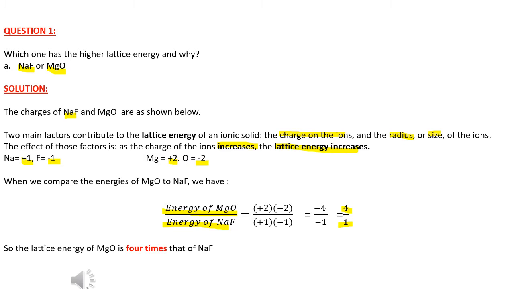Two main factors contribute to the lattice energy of an ionic solid: the charge on the ions, and the radius, or size, of the ions. As the charge of the ions increases, the lattice energy increases too. When we compare the energies of MgO to NaF, the lattice energy of MgO is 4 times that of NaF, as shown. Therefore, MgO has higher lattice energy than NaF.